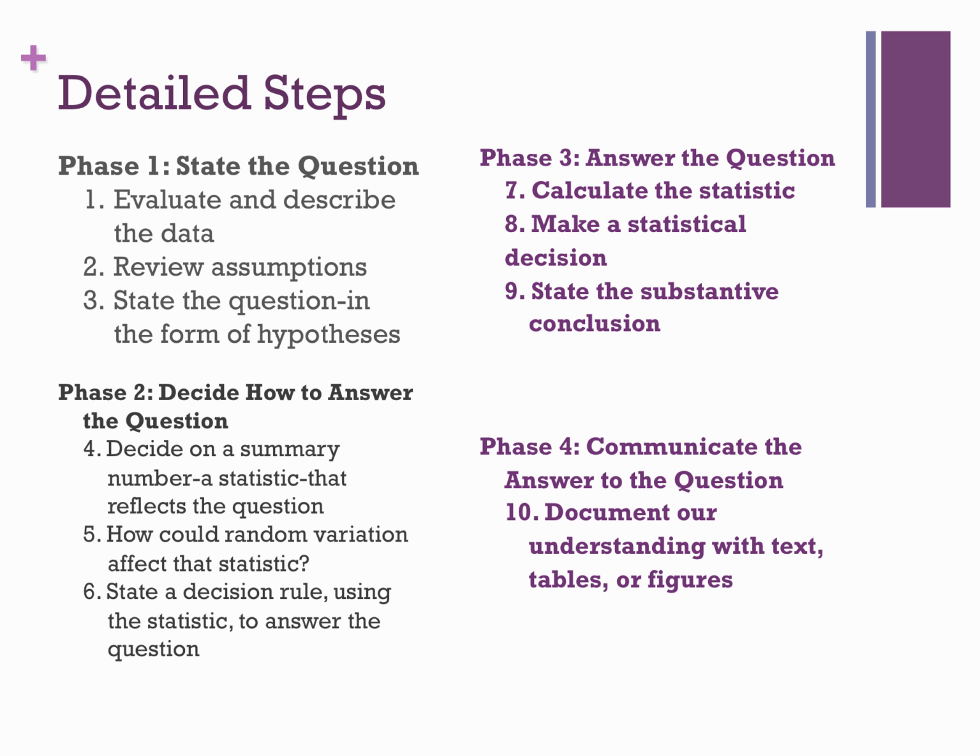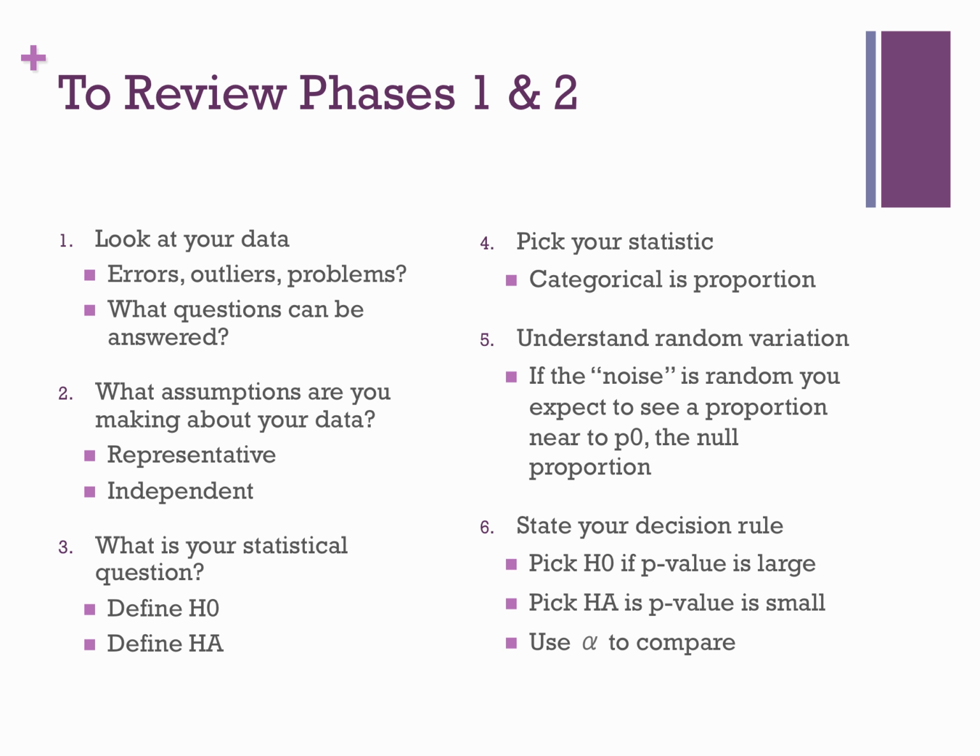We'll now move into phase 3 about answering the question with 3 steps, and phase 4 about communicating the answer to that question. To review phases 1 and 2, remember to look at your data, errors, outliers, problems, and what questions you can answer with the data. If you are designing your study or your experiment, then you actually have a lot of choice as to what questions you can ask. If you're using data that has already been collected, you may be limited.